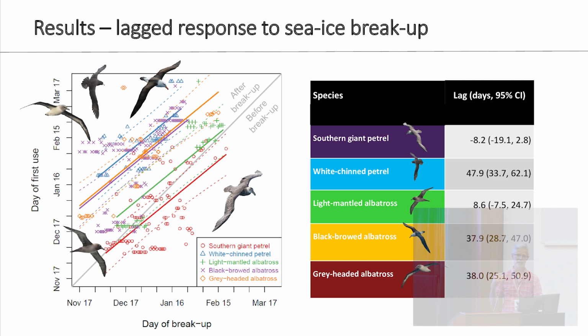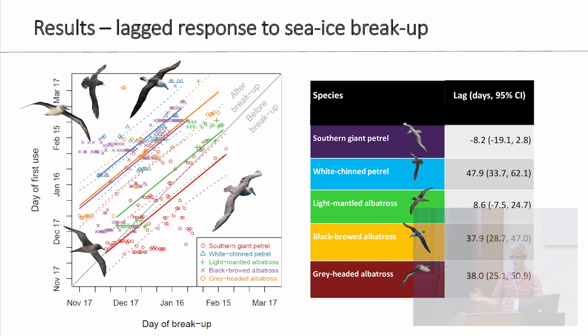Then if we look at how different areas of the sea ice zone are used through the season, the plot on the left shows day of breakup, when the ice melts, on the x-axis and, on the y-axis, the day of first use. And you can see that for the albatrosses, they're not using the sea ice zone until about a month after the ice breaks up.